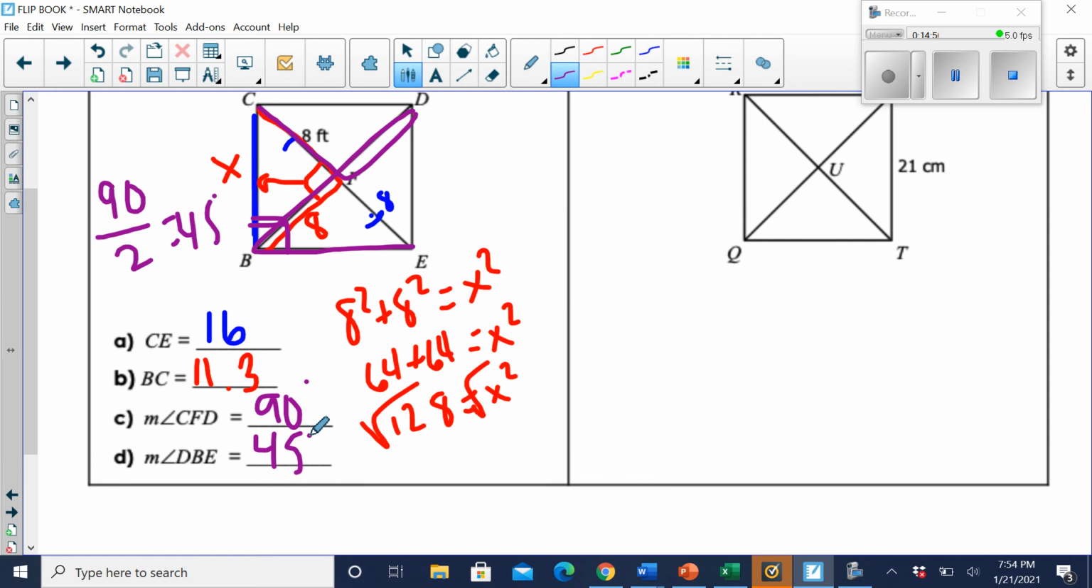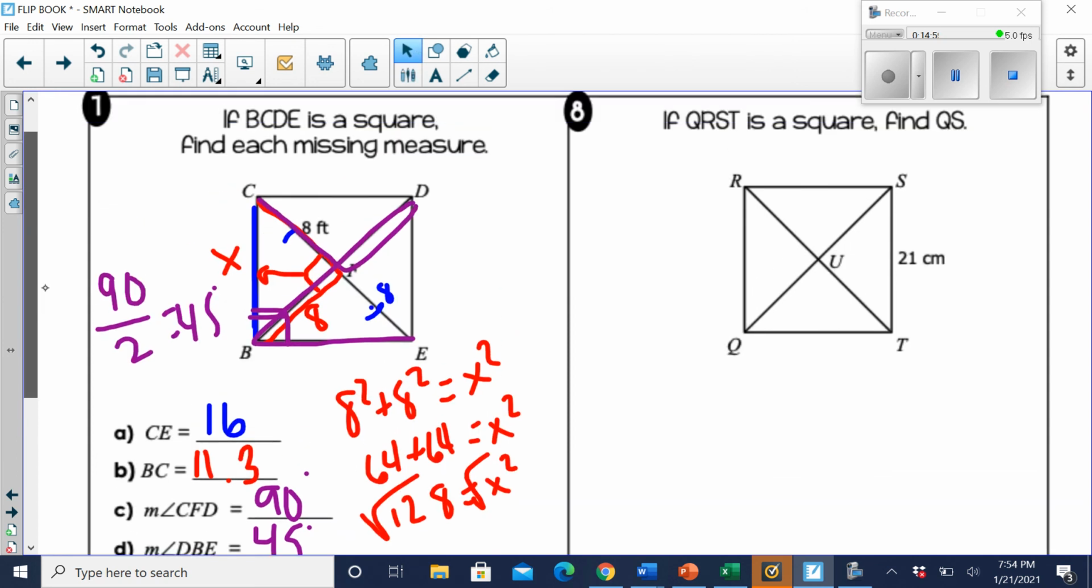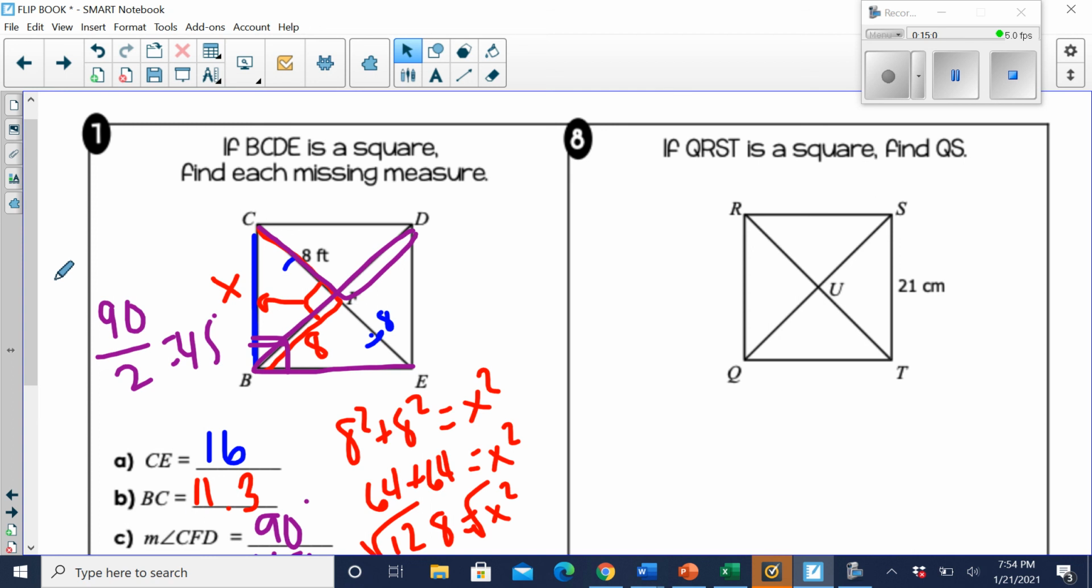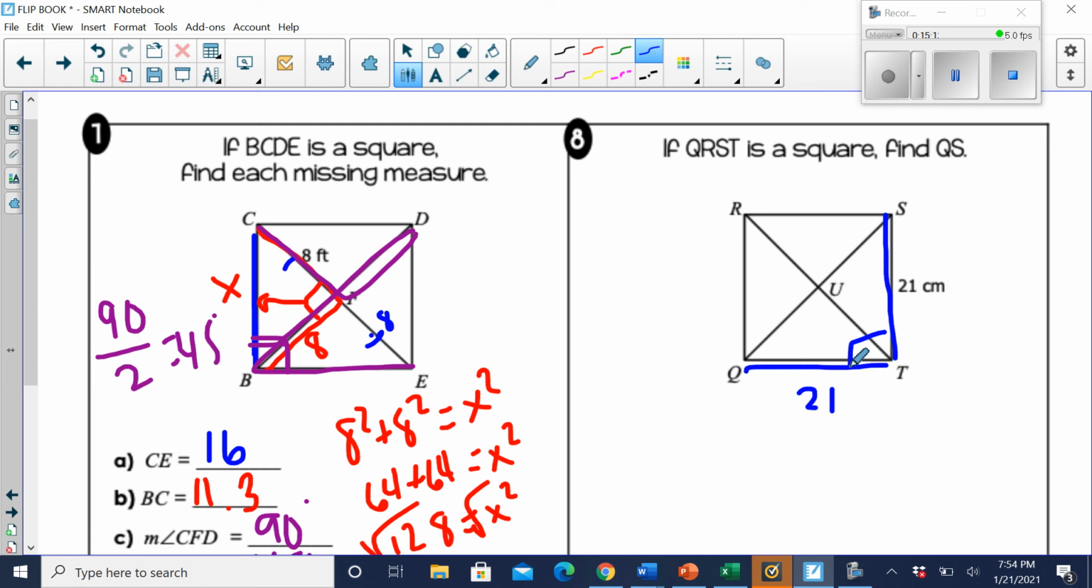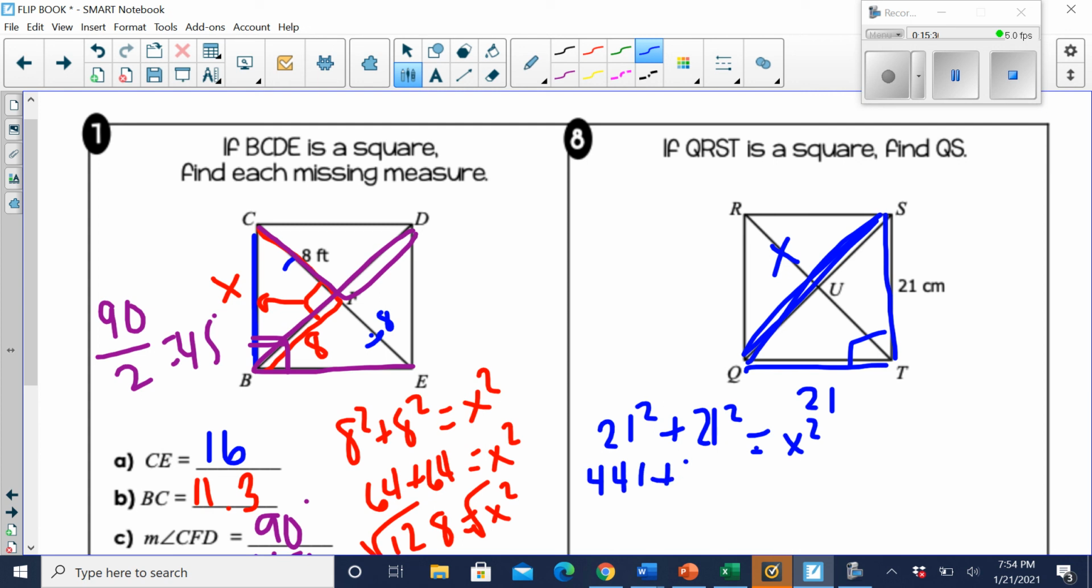Okay, last problem for today. Here we go. It says if QRST is a square, find QS. Okay, well, what can I fill in here on my square? I know this side is 21, which makes this side 21. This angle's 90. They want me to find this missing piece right here. We're using that Pythagorean theorem one more time. Okay, hypotenuse is still the x for this problem, so we're going to say 21 squared plus 21 squared is equal to x squared. Okay, 21 squared we had earlier today, it's 441 plus 441 equal to x squared.